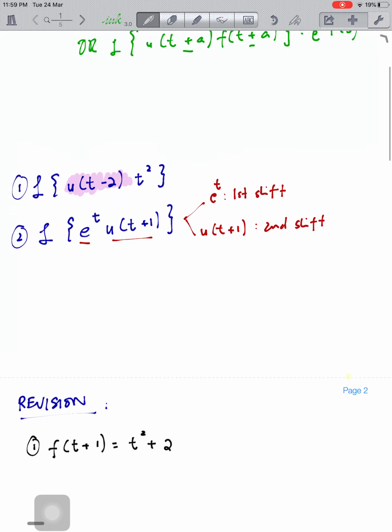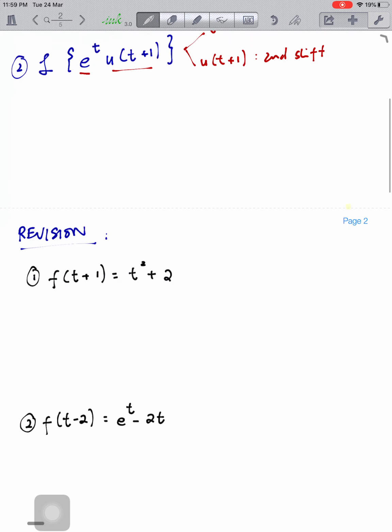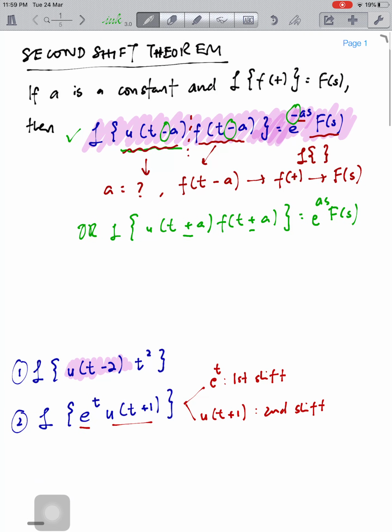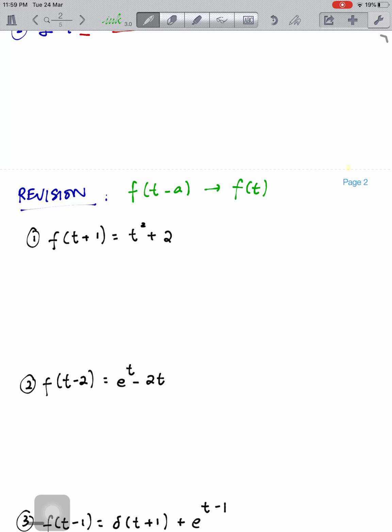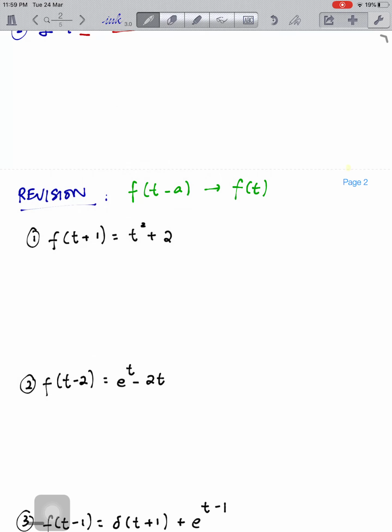But you have to know how to manipulate your theorem when you have a different case of positive and negative. Okay, so before I start with my first example, let's have a look. How do we convert from f of t minus a to f of t? This is going to be a very important step. If you don't know this, you will have problems trying to find the Laplace transform by using the second shift. Actually, this is a very simple algebraic manipulation, but you have to understand really well how it works.